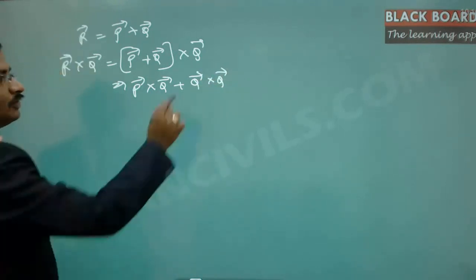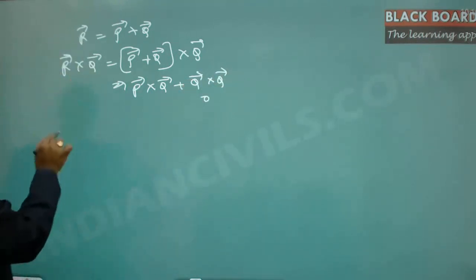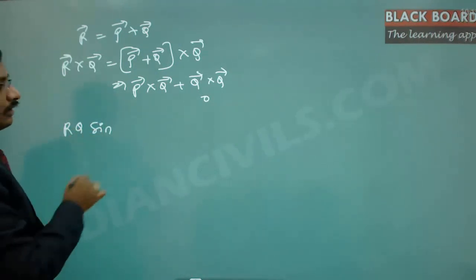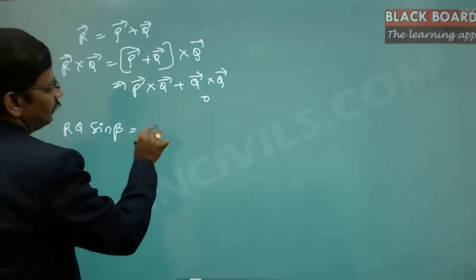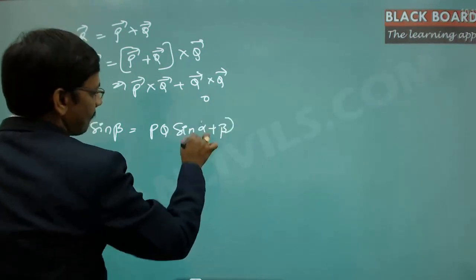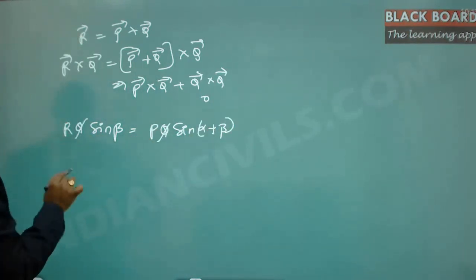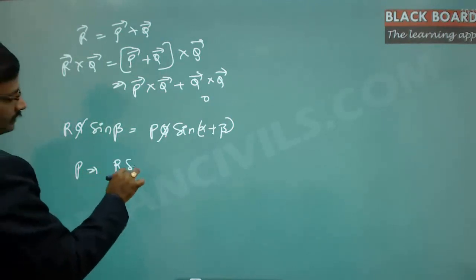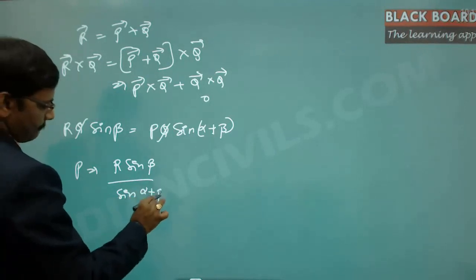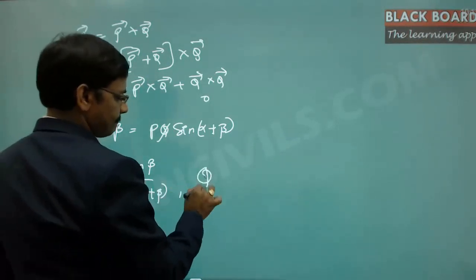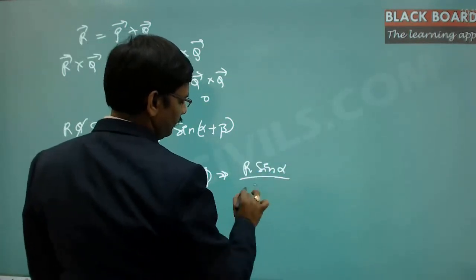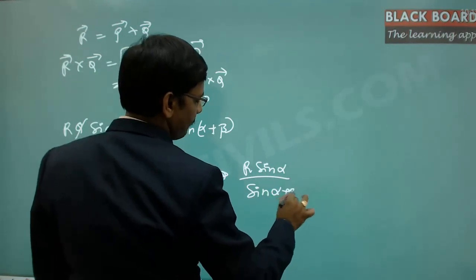The cross product of Q cross Q is anyway 0. Then we are left with R Q sine of angle between Q and R, which is beta, is equal to P into Q into sine of angle between them, which is alpha plus beta. So here Q will cancel and then P is equal to R sine beta by sine alpha plus beta. Q is equal to R sine alpha divided by sine of alpha plus beta.